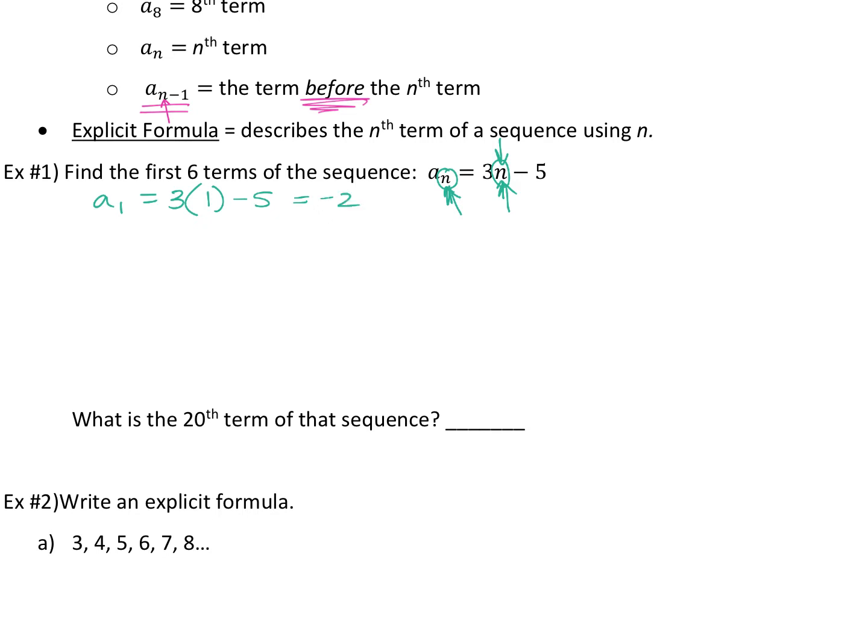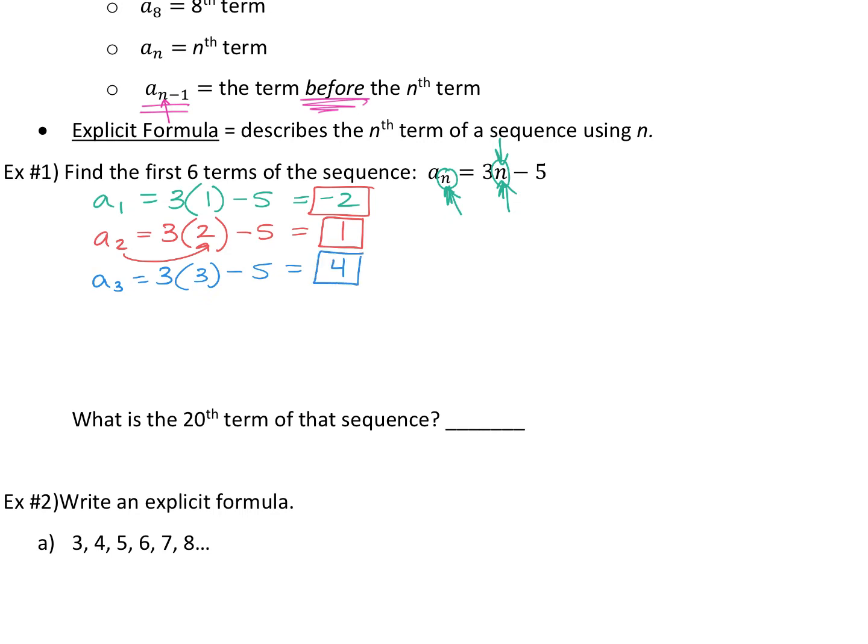It says find the first six. So now we're going to find the second term. A sub 2 is going to be 3 times 2. This number is what we're plugging in, minus 5. So 6 minus 5 is 1. So I get negative 2. I get 1. Now find the third term. A sub 3 is 3 times 3 minus 5. What do you get?